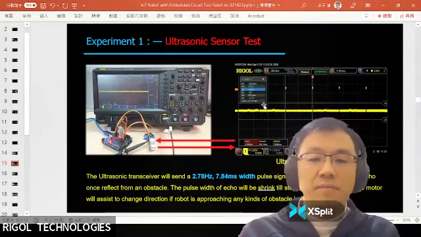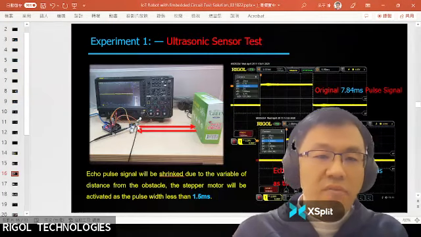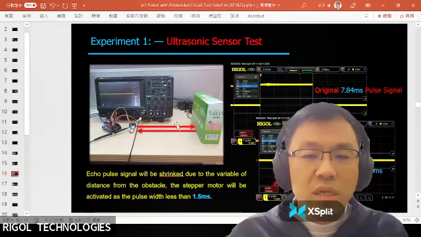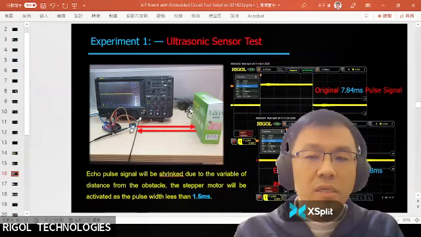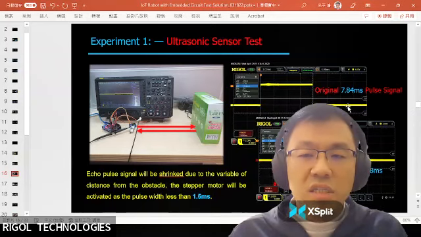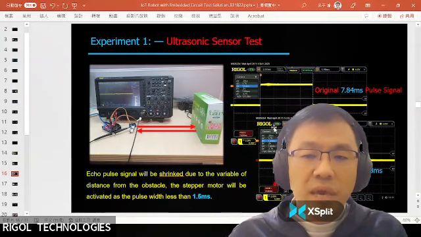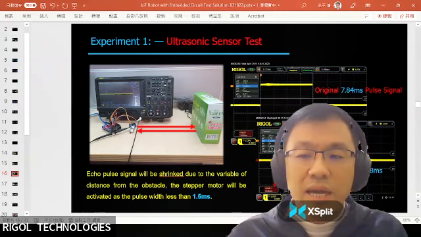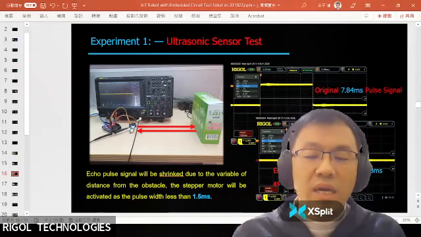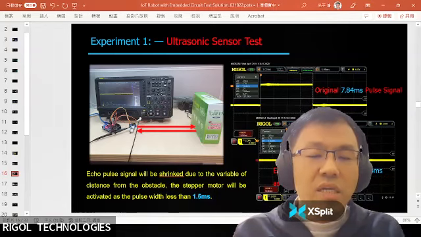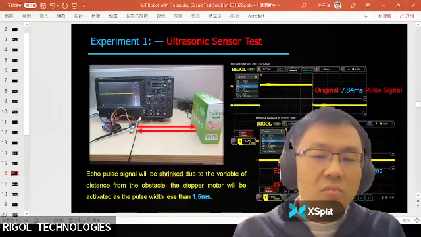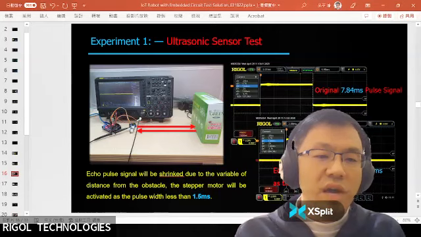As you can see on the next slide, if the robot moves forward and gets near the wall, the distance to the wall will be shortened. So the pulse of the ultrasonic system will narrow down as the pulse width shrinks, like this one, from 7.84 milliseconds to 1.48 milliseconds. So we can detect the obstacle approaching, and the robot will stop, or turn left or turn right in advance. Okay.